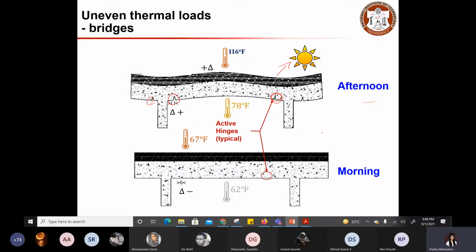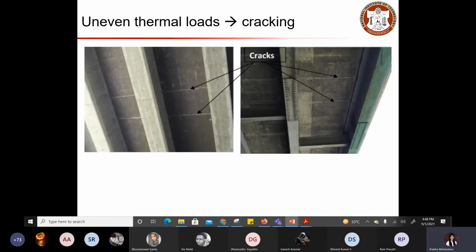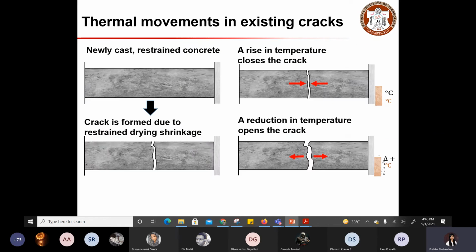When the temperature is reduced, your structure will get back to its normal condition. So this type of uneven thermal load would lead to elastic deformation. When the temperature is reduced, your structure will be healed by itself, and over time this hinge will induce a permanent deformation. So these are called active hinges, that keep on changing as the temperature increases and decreases. You can see such issues observed in bridge members. So this basically demonstrates how thermal movements can induce cracking in your concrete.